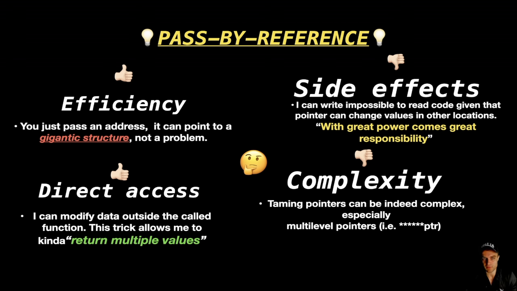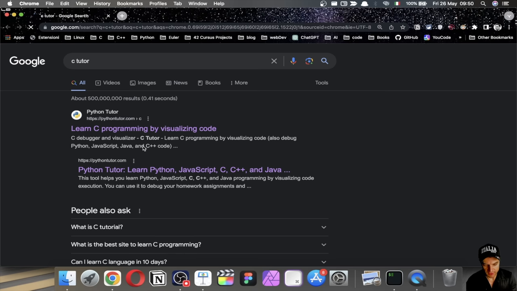And of course, this is complex. Taming pointers is indeed very complex in C. This is one of the most difficult, if not the most difficult, arguments related to C programming. So now, my friend, we are going to a website which is very, very useful, especially if you want to learn pointers, because this is a visual tool that allows you to visualize pointers directly.